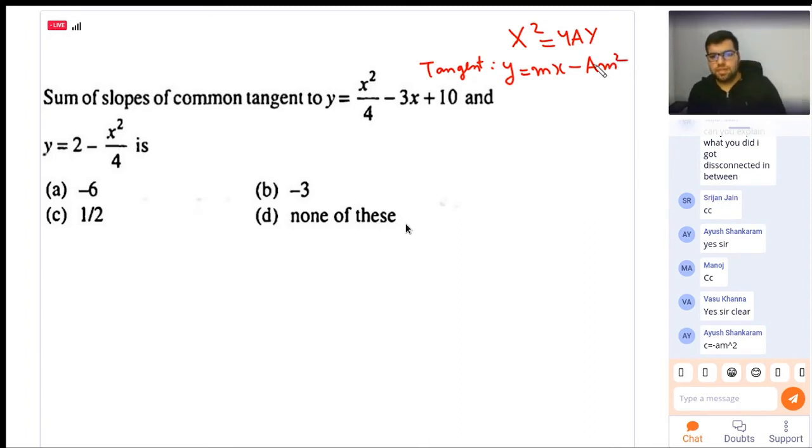Yes, c is equal to minus am square. Correct, Ayush. So if this is the equation of the parabola, upward or downward facing, then there is the equation of the tangent. You will use just this. So if you know this, do this question. I'm also doing it side by side. So I'm basically just simplifying these two parabolas.